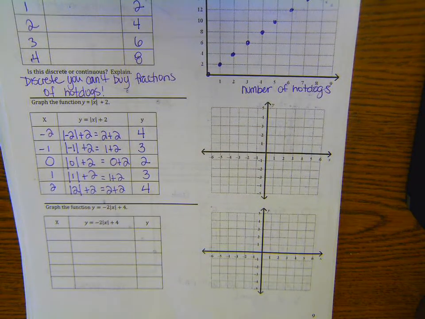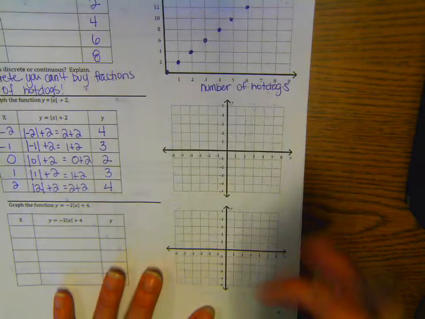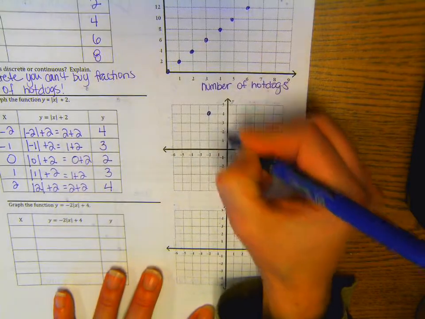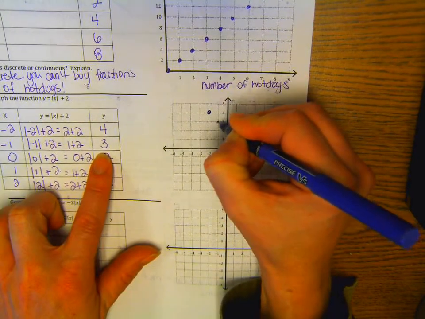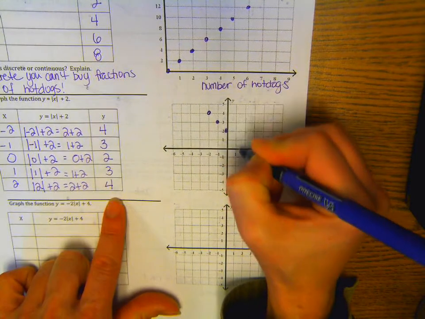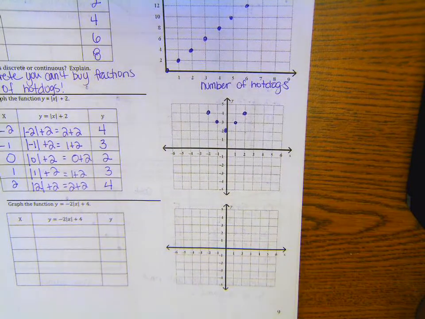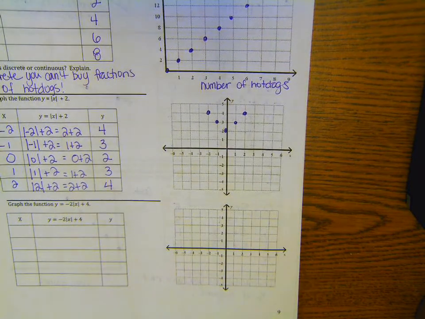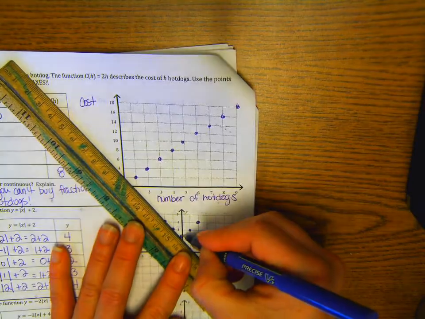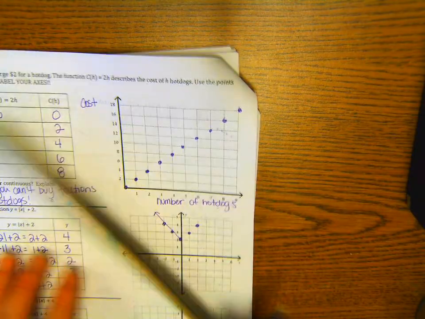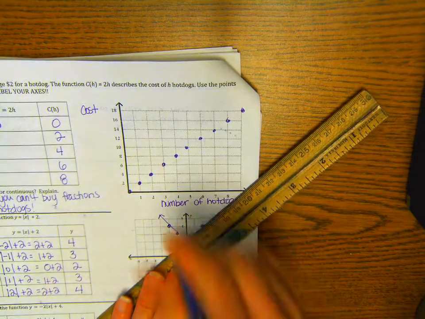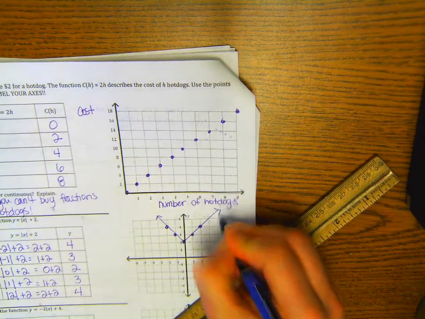Now, here's the deal about an absolute value graph. And I say absolute value starts with a V, and absolute values always look like a V. Okay, so watch what happens. Negative 2, 4, negative 1, 3, 0, 2, 1, 3, 2, 4. Now, I could have picked numbers in between because it was an equation. So I am going to draw lines through that.